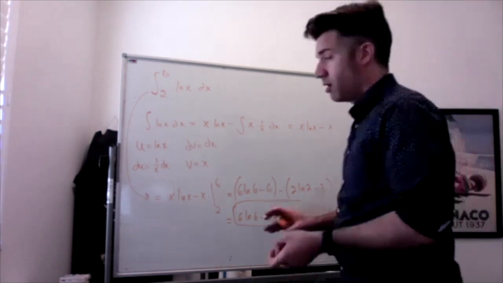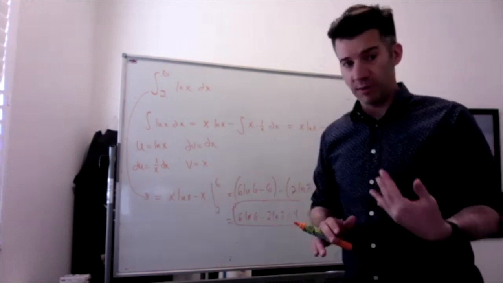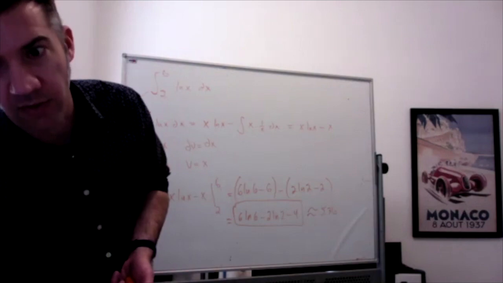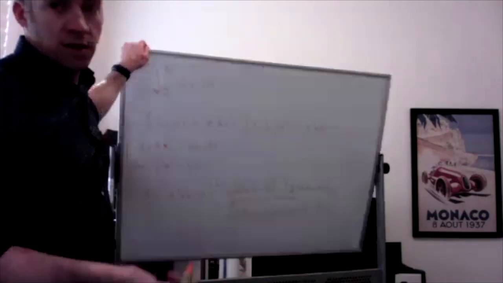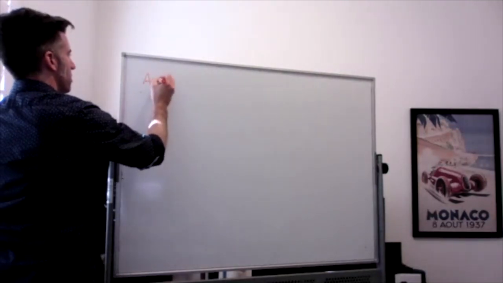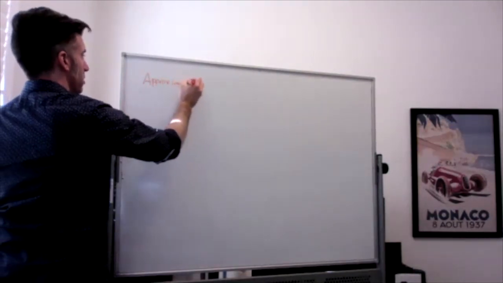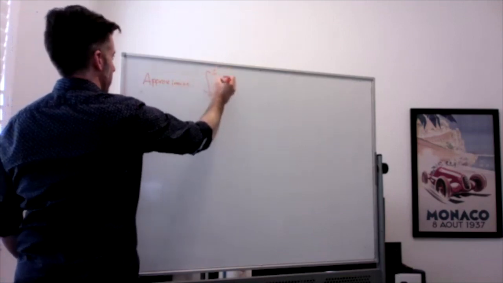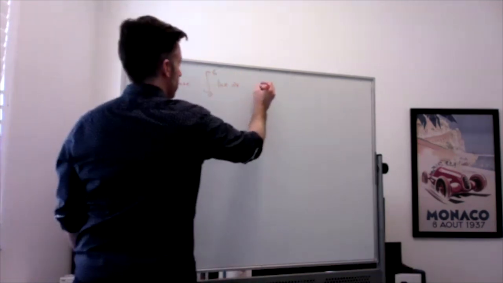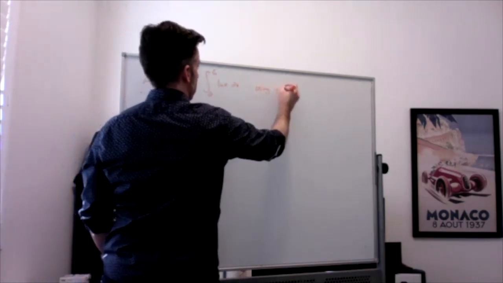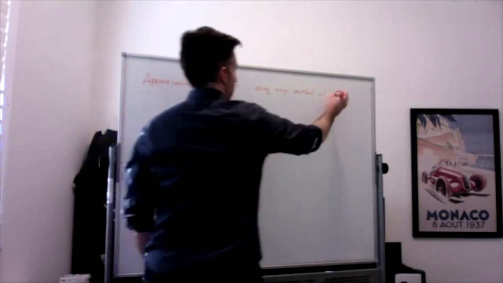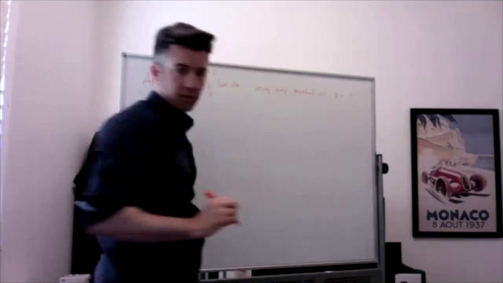So now what we're going to do is use the trapezoid method to approximate the area under this curve and see how that differs from our actual value. So let's say we're going to approximate the same integral from 2 to 6 of the natural log of x dx using the trapezoid rule method with n equal to 4 trapezoids.